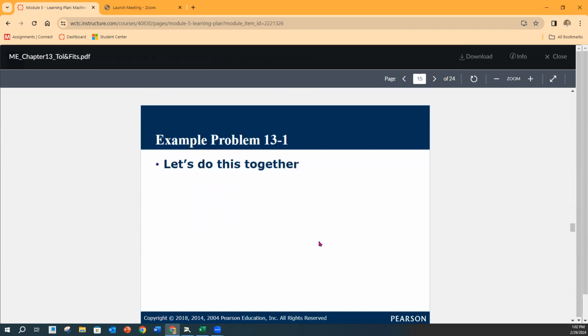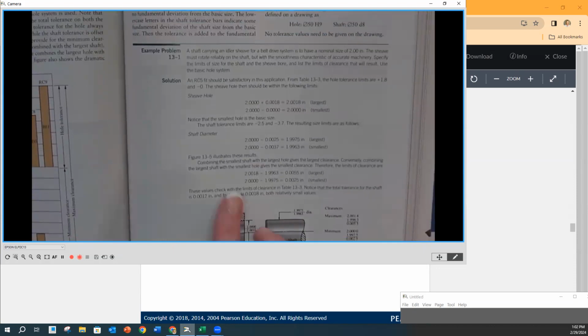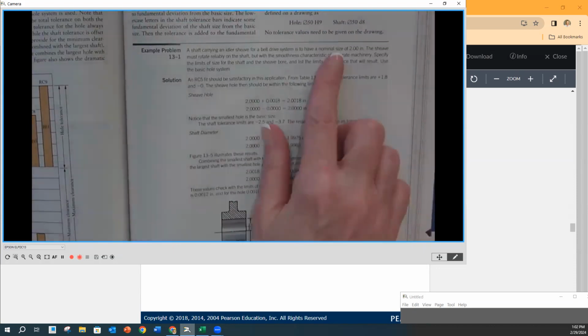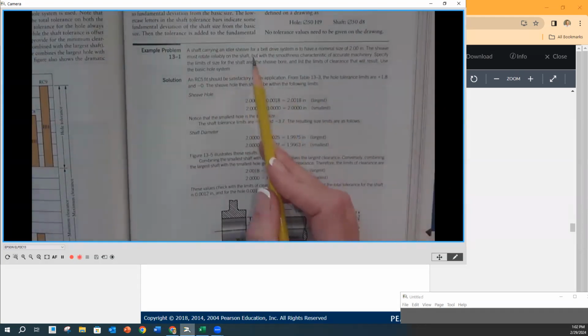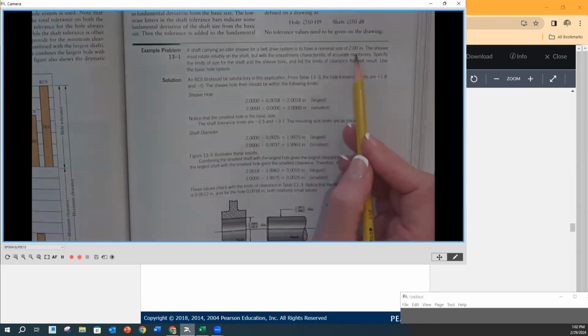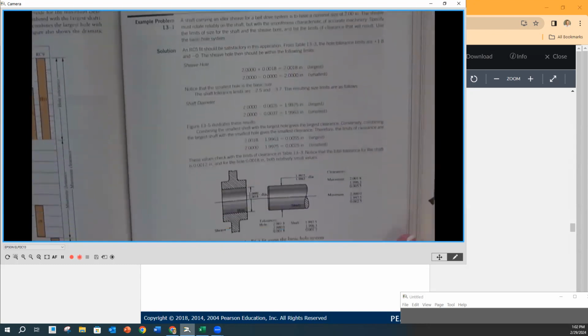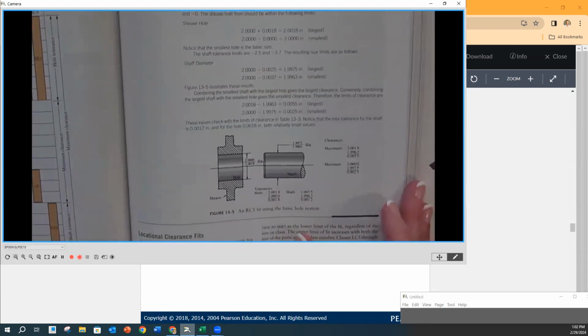So let's do an example where we look at specifying a fit, and this is example problem 13.1. Example 13.1 is at the top-ish of page 553. It says here that we have a shaft. It's going to carry an idler sheave for a belt drive system, and it's to have a nominal size of 2 inches, okay? They have a nice little diagram here. Our shaft size is a nominal 2 inches, and it's going to have a sheave mounted on it, okay?